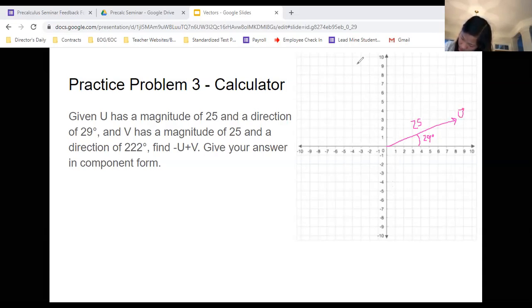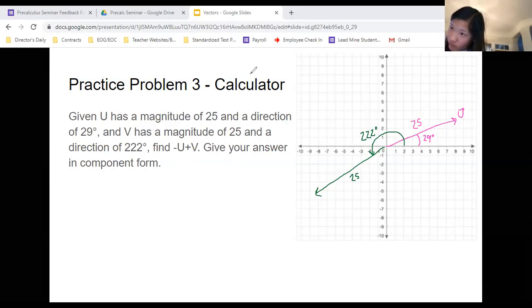Okay, now our other vector, vector v, has a magnitude of 25 and a direction of 222 degrees. Now 222 is going to be down in this third quadrant here. This is 222 degrees. This also has a magnitude of 25. So if I were to add these, oh, I'm doing negative u plus v. So let's actually find negative u first.